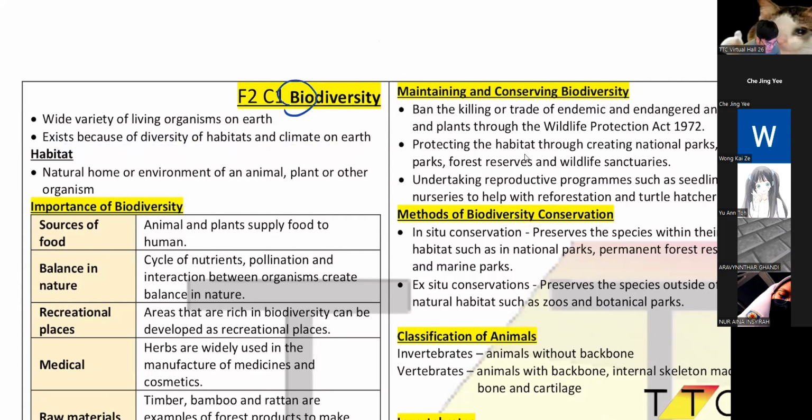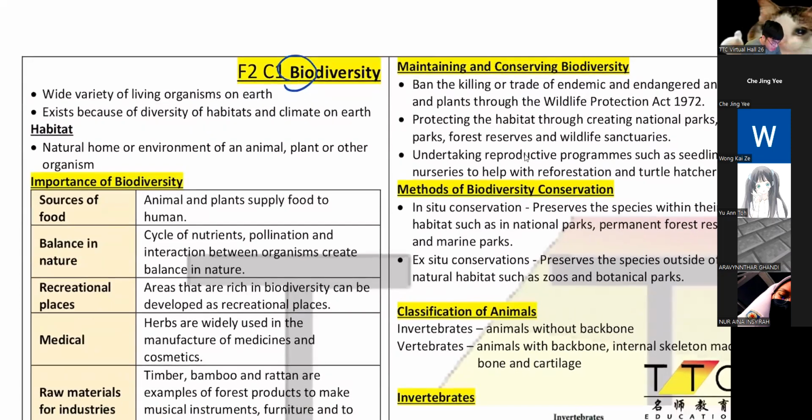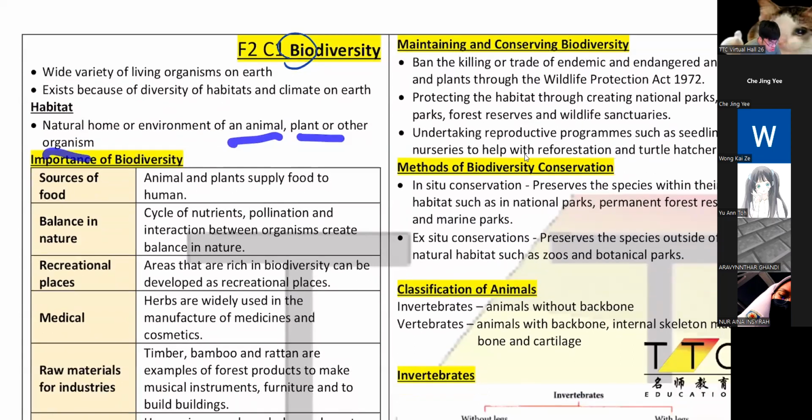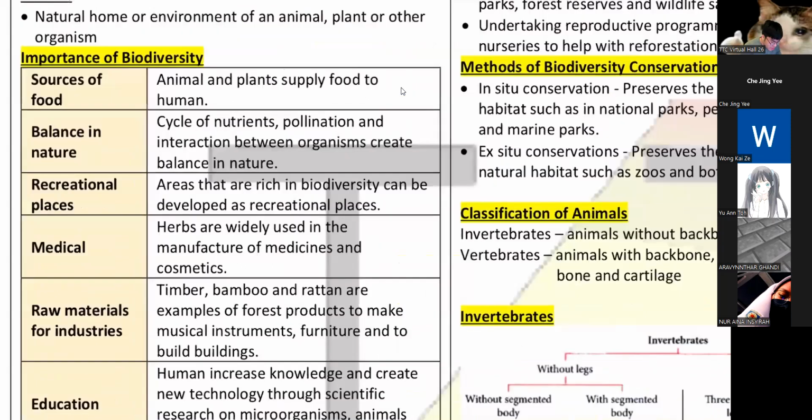Why do we have so many living things? Because we have many habitats. Remember what is a habitat? The tempat tinggal, the living space of an organism is your habitat. And of course the climate, iklim yang berbeza. Because we have cold climate, we have hot climate, we have middle climate like us Malaysia. So that's why you have so many different types of animals. So what is a habitat? Habitat is the natural home or environment of an animal, plant, or other organism. Natural home, tempat tinggal semula jadi.